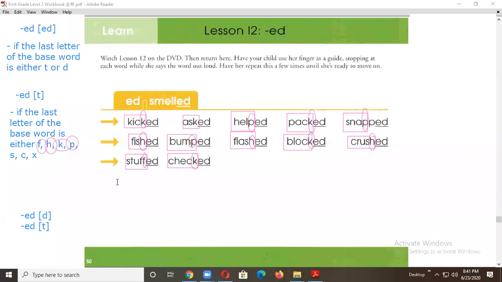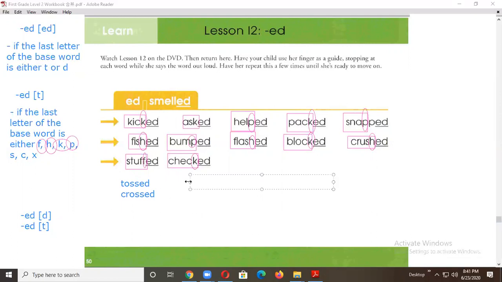Now let me show you examples of words that end with S that has the T sound. Example: tossed. Wait for a moment. Tossed, crossed. Okay, I'll give you just two examples.